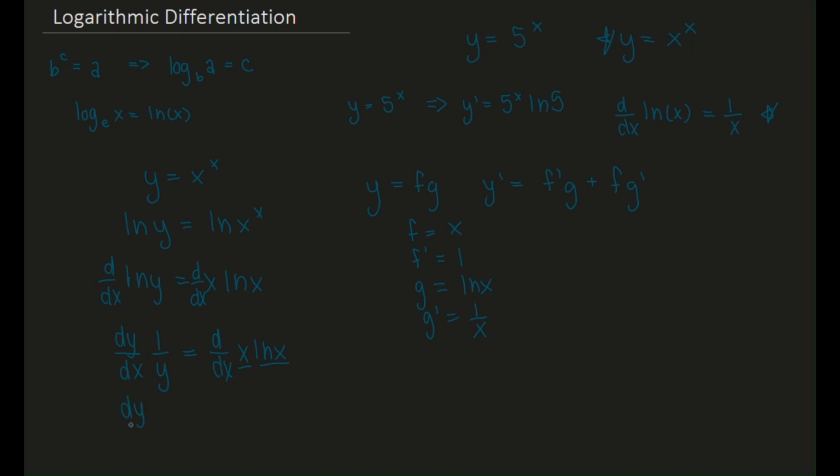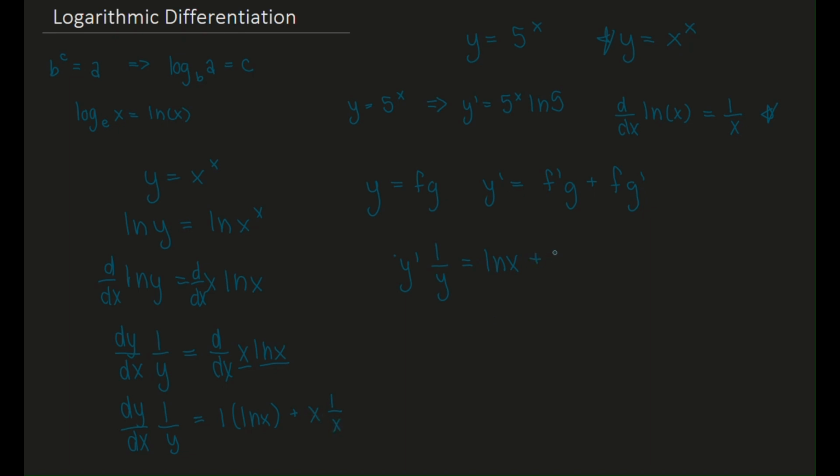So I have dy/dx times 1 over y equaling, all right, my f prime times g, which is 1 times the natural log of x, plus my f, which is x, times g prime, which is 1 over x. So I'm going to rewrite this, and I'm going to write the dy/dx as y prime, just to get rid of that. So y prime times 1 over y is equal to 1 times the natural log of x, just natural log of x. And then these x's cancel, so x times 1 over x is just 1.